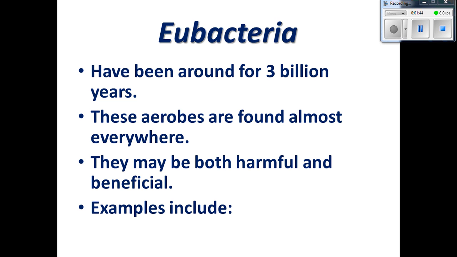The second kingdom is the eubacteria kingdom. These bacteria have been estimated to have been around for 3 billion years. Unlike anaerobes, these bacteria actually require oxygen, and so we call them aerobes. They are found almost everywhere, including on you. Eubacteria may be both harmful and beneficial.